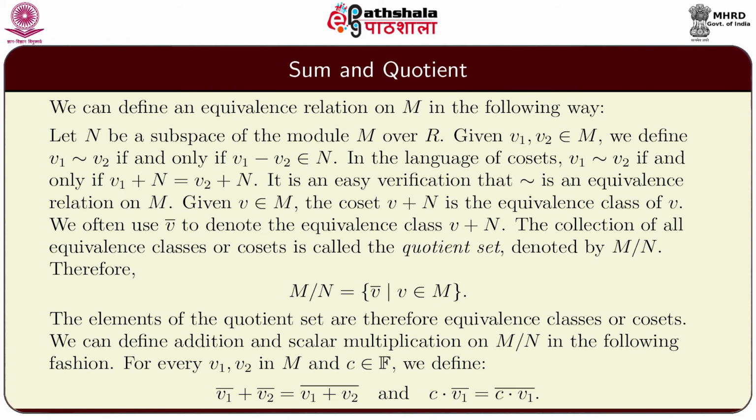and the elements of the quotient set are therefore equivalence classes or cosets, and we can define addition and scalar multiplication on M modulo N in the following fashion, that for every v1, v2 in M and c in R, we define v1 bar plus v2 bar is equal to v1 plus v2 bar, and c dot v1 bar is equal to c dot v1 bar.